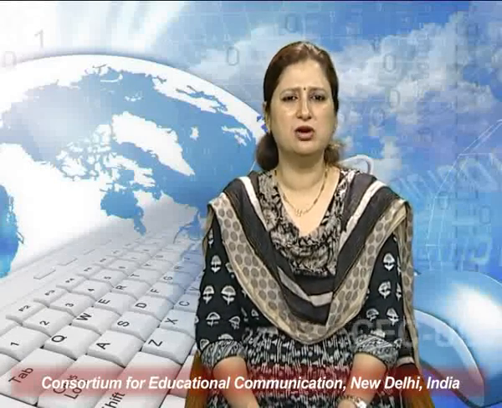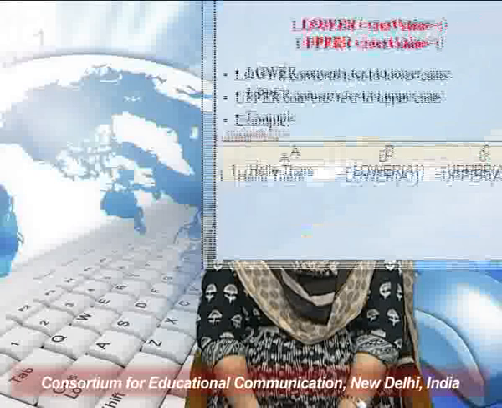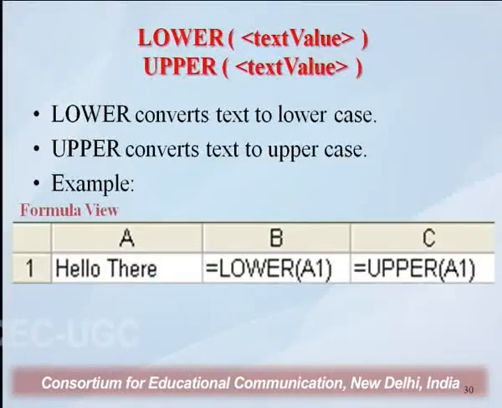So, how does the lower function work? You have a string in cell A1. The lower function will convert the text to lower case, and the upper function will convert the text to uppercase. You just have to give an equal to sign, the name of the function, and within parentheses the reference of the cell in which your string is contained. Here one thing to be noted is that the string is not put in double quotes.